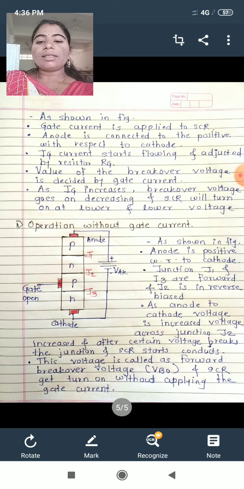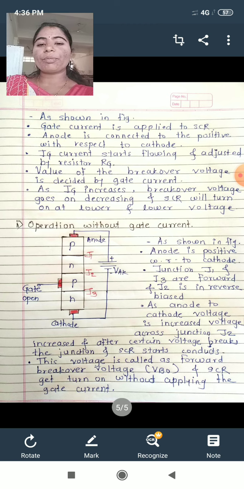Now, this is today's lecture. Next, see the VI characteristics of the SCR, then its advantages, disadvantages and applications.